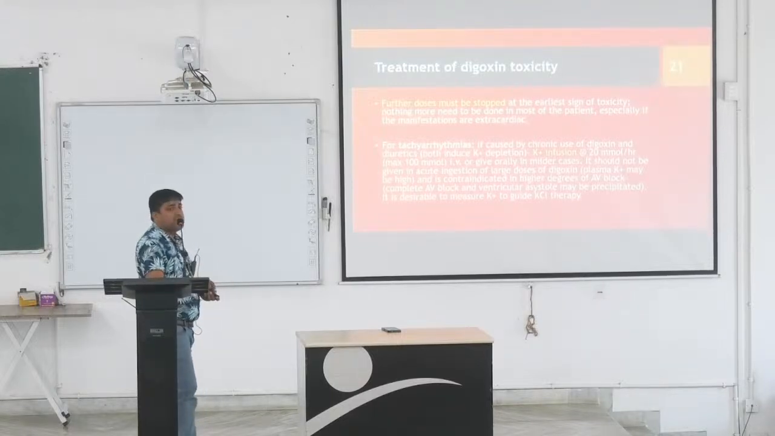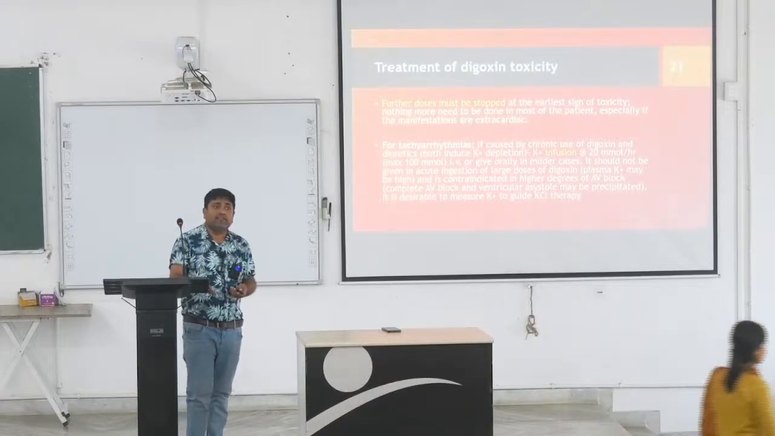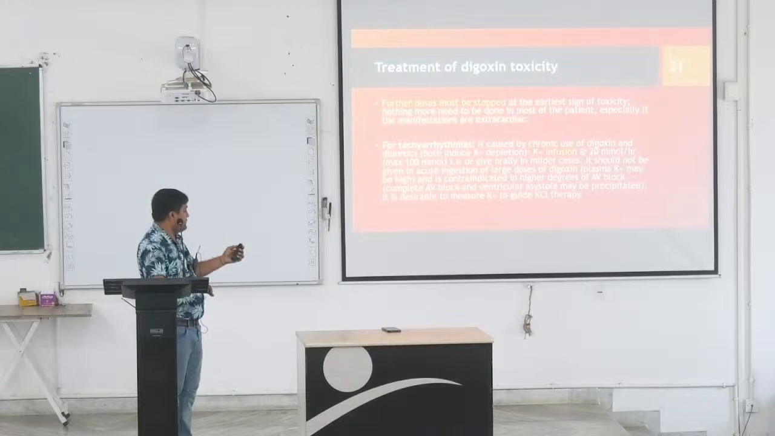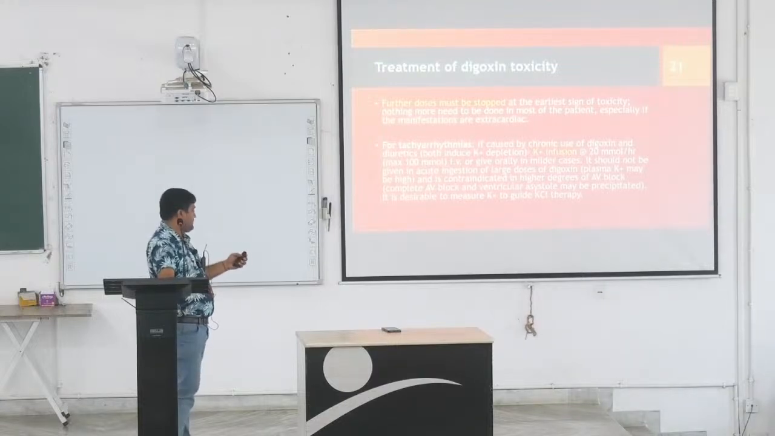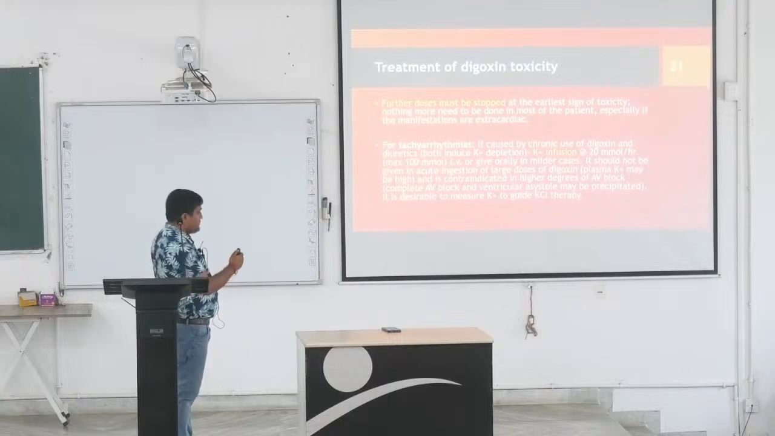It is desirable to measure potassium to guide KCl therapy in the digitalis toxicity patient. There is a lot of disturbance here.